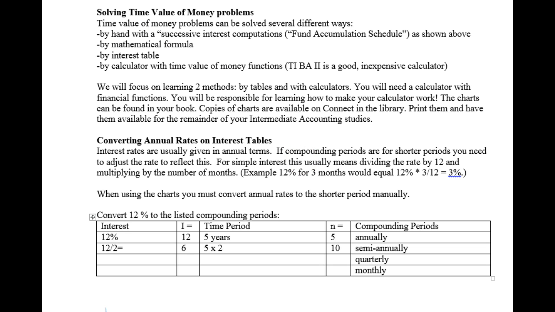How do you think that would work out quarterly? Well, if you're taking 12% and doing it 4 times a year, divide by 4, and that would be I equals 3. And if you're going to do it 4 times a year for 5 years, you'll end up having N equals 20. That would be adjusting an annual rate of 12% for 5 years to quarterly compounding. Now you finish the table for monthly. Welcome back. How'd you do? If you're going to have a 12% interest rate for 5 years, your interest rate would equal 1%, and your number of periods would be 60 to show monthly compounding.